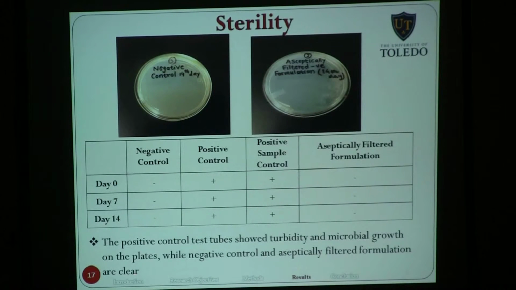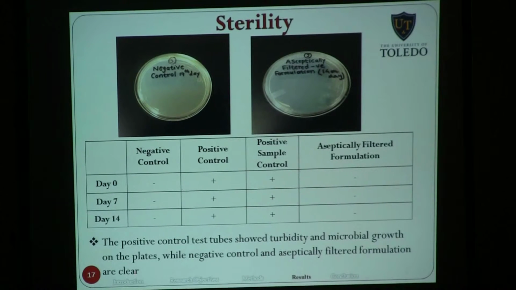Next is sterility, which is another important parameter for eye drop formulations. We have sterilized the formulation using a sterile syringe filter, and then after that we have analyzed the drug content. We have made sure that the drug content is close to 100%, and then we have checked the sterility of the formulation using standard USP tests. So we have 4 samples here: one negative control, then one positive control, then a positive sample control, that means the unfiltered formulation, then we have the aseptically filtered formulation.